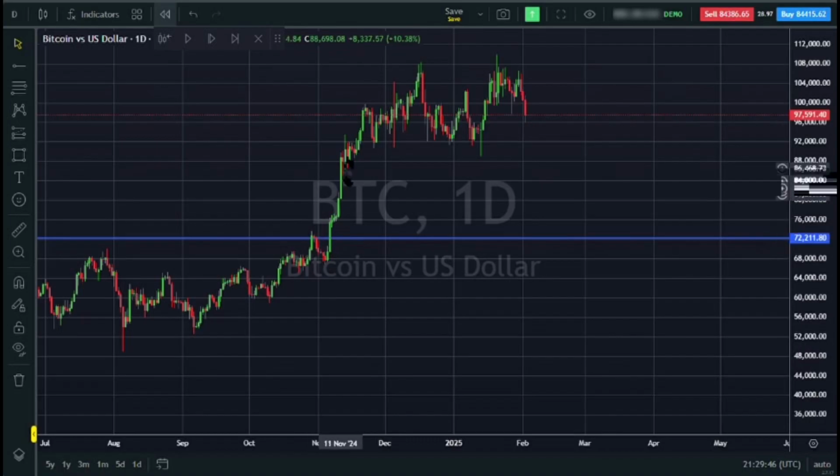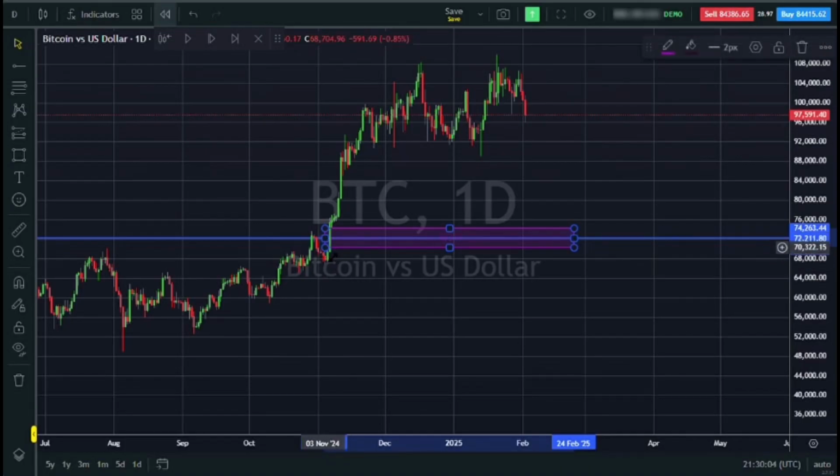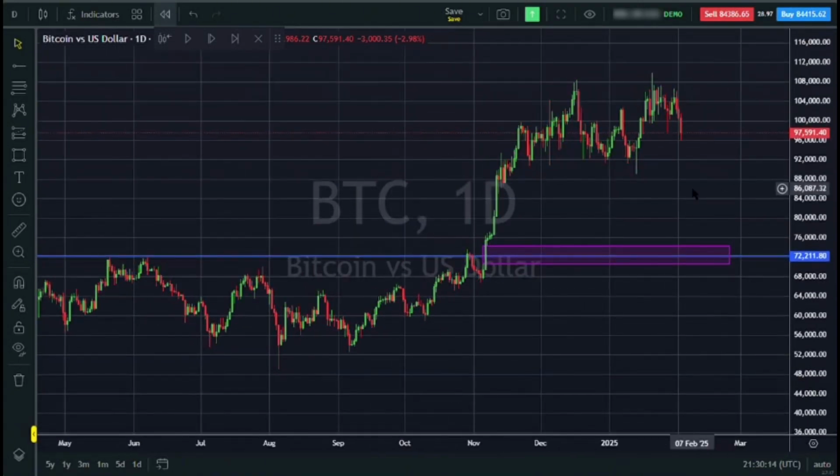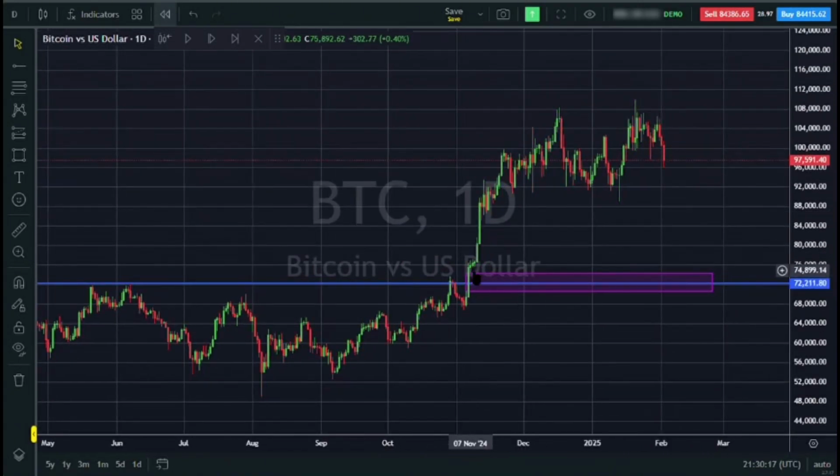And as it broke this area of interest, it created, or rather it left behind, a gap. That is what we refer to as the fair value gap under the 1-day time frame. So this is most likely to be respected because, like we said, the fair value gaps that are in a higher time frame are more respected than the fair value gaps that are in lower time frames.